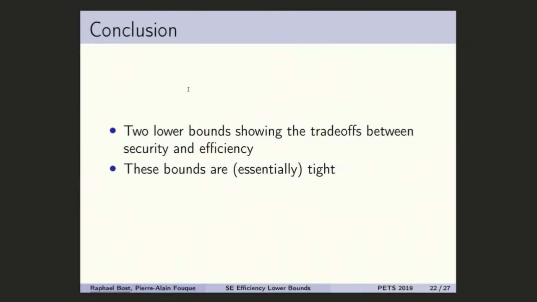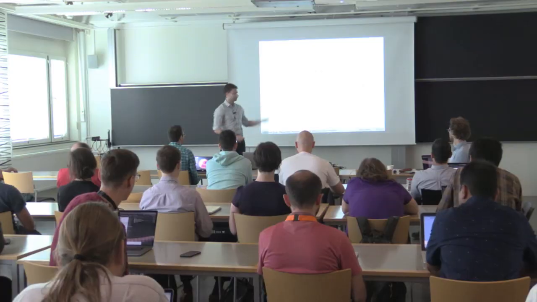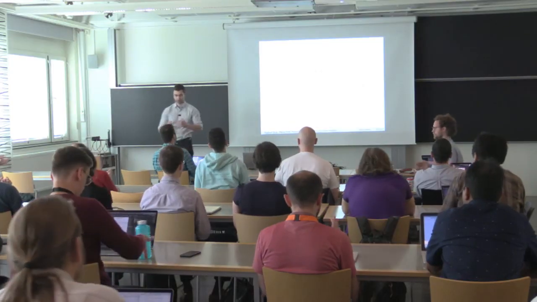This is what I wanted to present: 2 lower bounds that might not be seen as practical results, but are interesting because we know now that we don't have to go a lot further than this to construct, especially for forward private constructions, and these bounds are essentially tight. So thank you. You can find the slides on my website, and if you have questions.